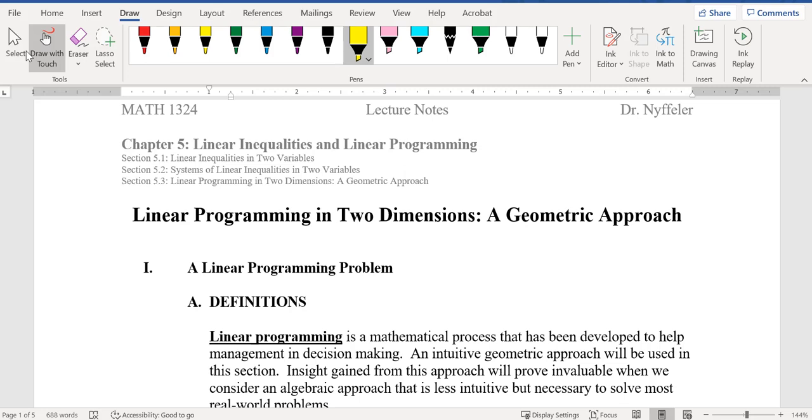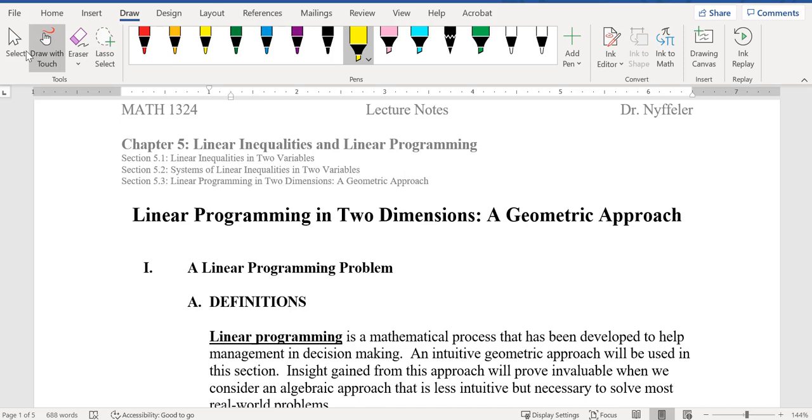Hello and welcome back to Math 1324. We are still in Chapter 5, Linear Inequalities and Linear Programming, and we are doing the last section, Section 5.3, titled Linear Programming in Two Dimensions, a Geometric Approach.